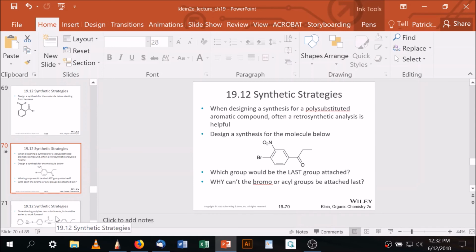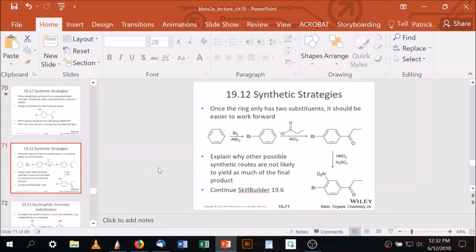All right, so I think this next slide tells us that the nitro group has to go last. Oops, there's your answer. Hopefully you paused it before you looked at this. Beautiful. Okay, that's all I had to say about synthetic strategies. And of course, there's much, much more, but that's, I think, a good introduction to synthetic strategies. Good luck.